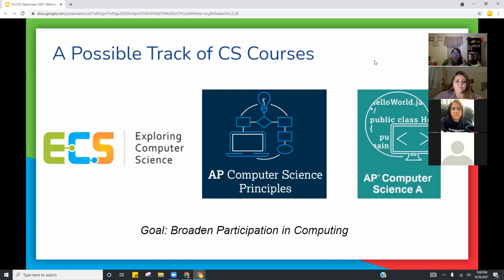And the goal of having a pathway is always to broaden participation in computing. We have a low number of females and minorities taking the AP Computer Science A course. The Computer Science Principles course and ECS were developed to help push more students and get them interested in taking and eventually going into the Computer Science A course.